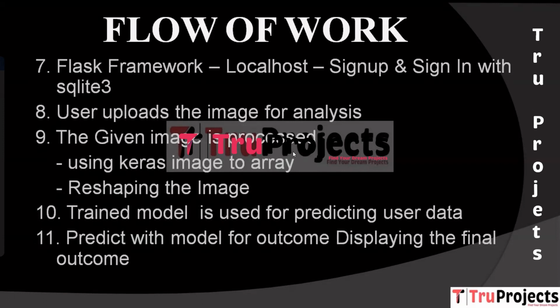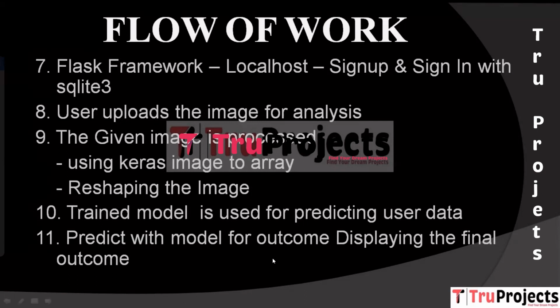Then we have the given image is pre-processed. So the image is getting processed. The uploaded image undergoes the pre-processing steps, including converting it to a format compatible with the deep learning models using Keras, image to array conversion, and reshaping the image to match the input requirements of the trained model. Then the trained model is used for predicting on user data. The pre-processed image is fed into the previously trained deep learning models to make predictions about whether it indicates signs of glaucoma. The models utilize the knowledge gained during training to classify the given image.